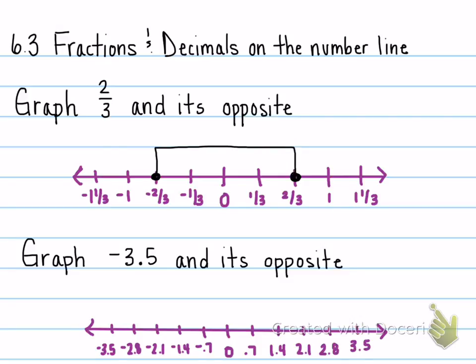Now you're not always going to find an interval that goes nicely into decimals. Sometimes you are going to have to graph in between the intervals. But if you can figure it out, it's a good idea to try and figure it out. So now I have graphed negative 3.5 and its opposite. Comparing is also done the same way, except when there are fractions, sometimes you're going to want to find a common denominator.